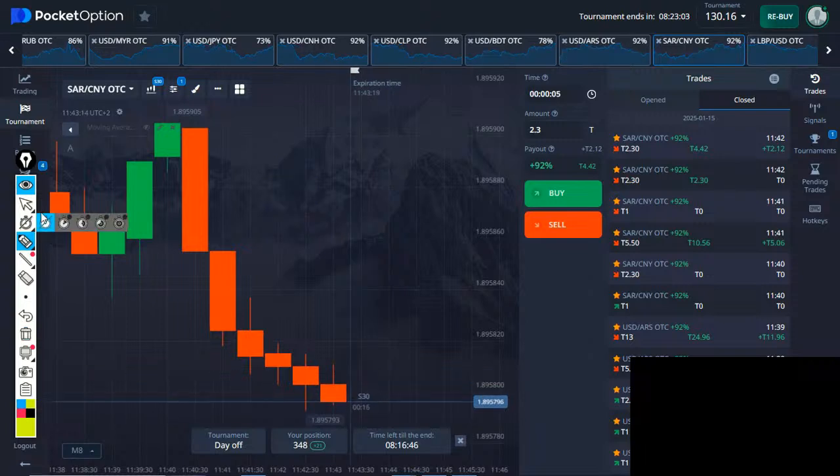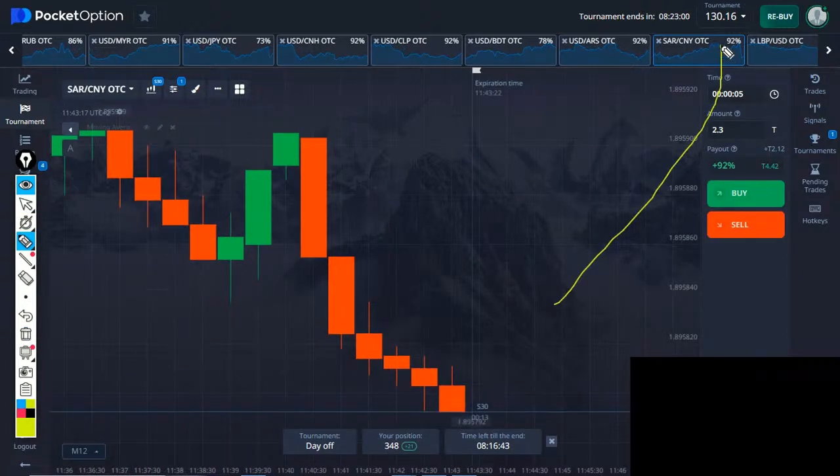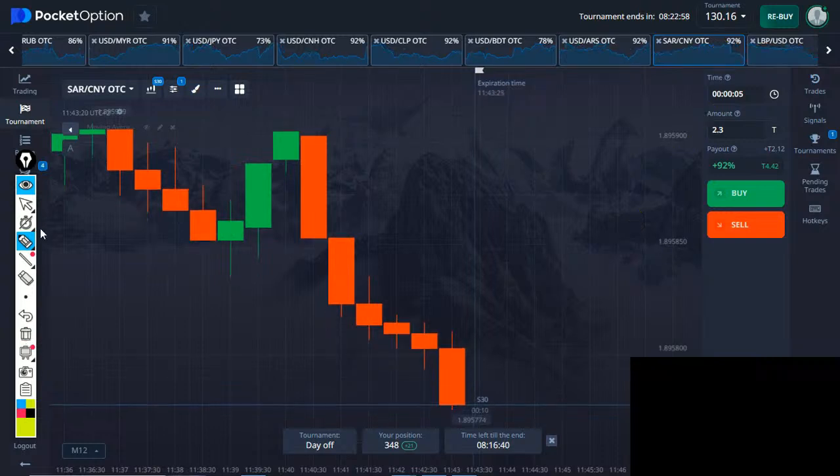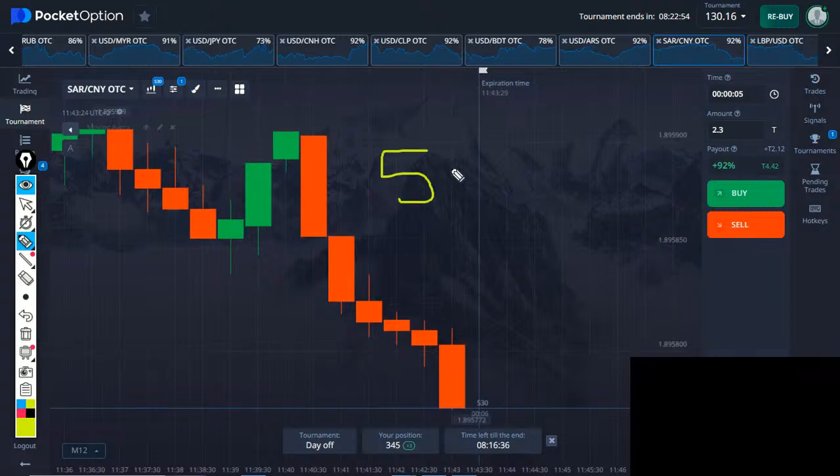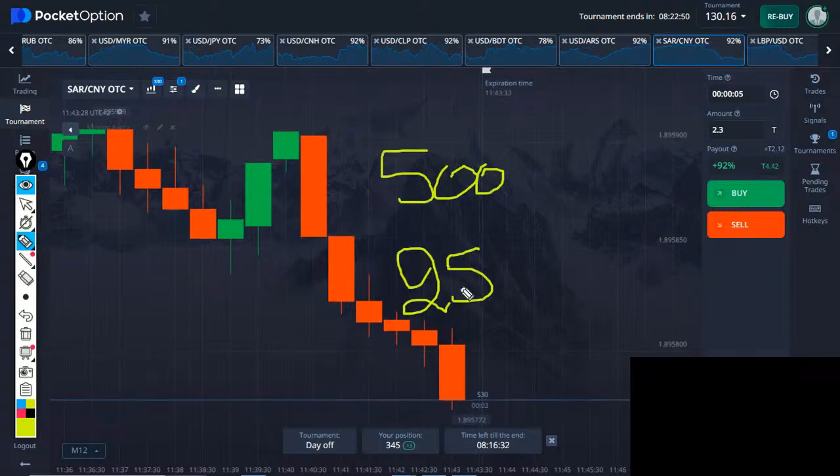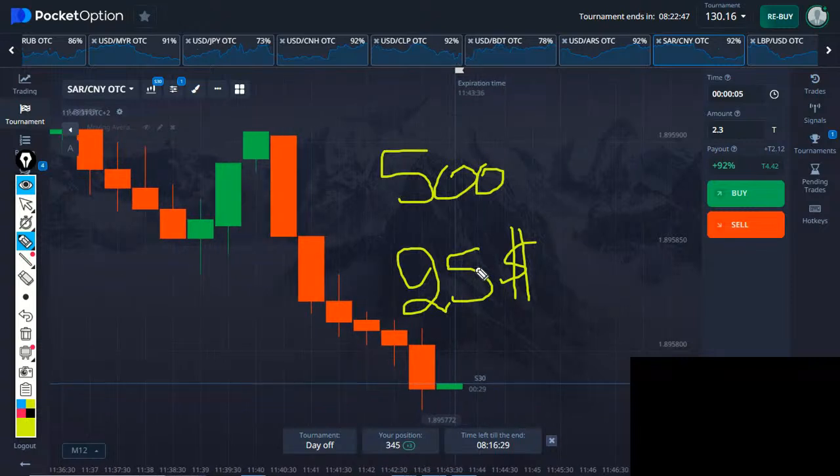At this point, I would definitely stop. I already made 30% on my balance. Even if I had a $500 account, a $25 goal for the day is fantastic, guys. I'm telling you, you are actually making 5%.